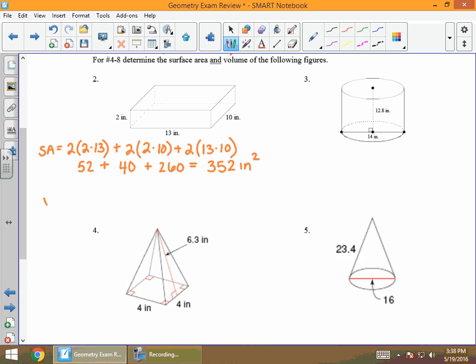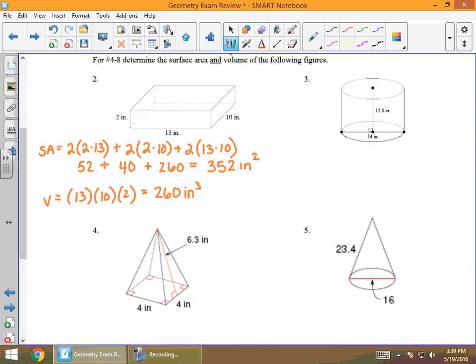To find the volume, this one is actually a lot easier than surface area. The volume of a rectangular prism is length times width times height. So the length is 13, the width is 10, and the height is 2. And if I multiply those 3 numbers together, I would get 260 cubic inches. That's what it would take to fill it up. So my surface area, 352 square inches. The volume, 260 cubic inches.